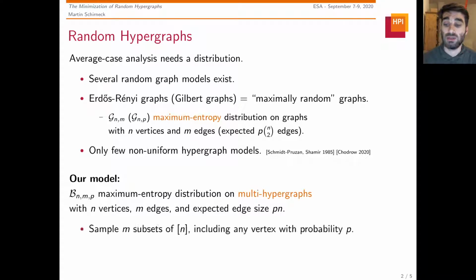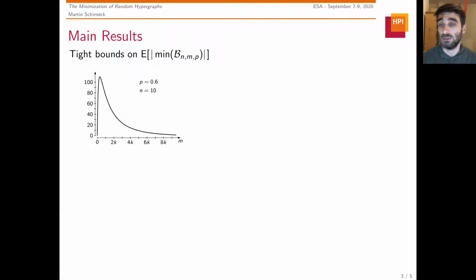In the end, this is equivalent to sampling m subsets of an n-element set and including any vertex independently with probability p. And the question is, how large is the expected size of the minimization of that hypergraph? So the number of inclusion-wise minimal edges. Indeed, we were able to give tight bounds on this expectation in terms of the three parameters n, m, and p. And what you see here is a visualization of that size as the number of edges increases.